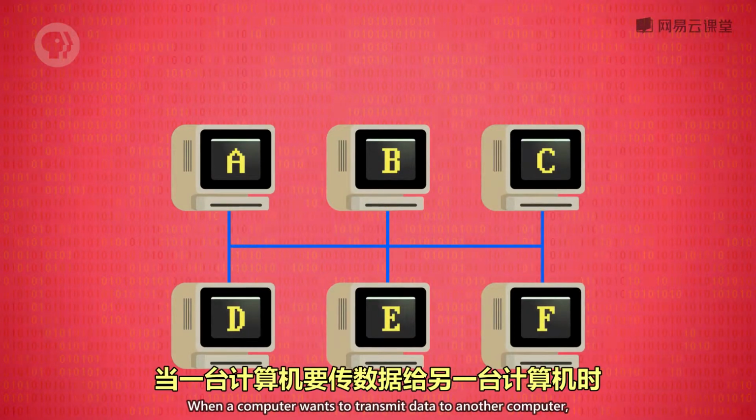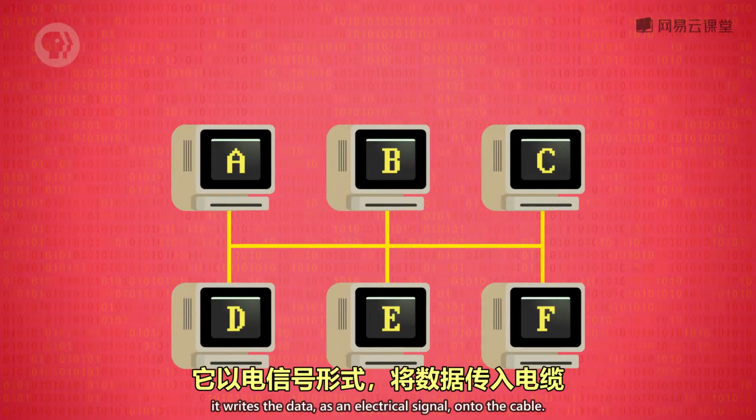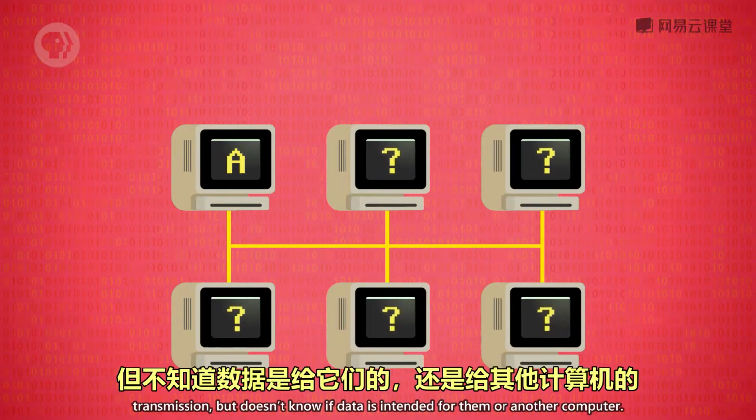When a computer wants to transmit data to another computer, it writes the data as an electrical signal onto the cable. Of course, because the cable is shared, every computer plugged into the network sees the transmission, but doesn't know if the data is intended for them or another computer.